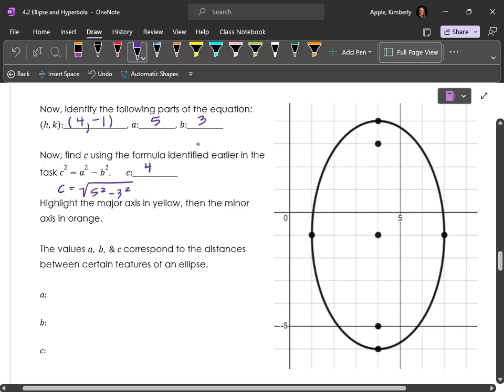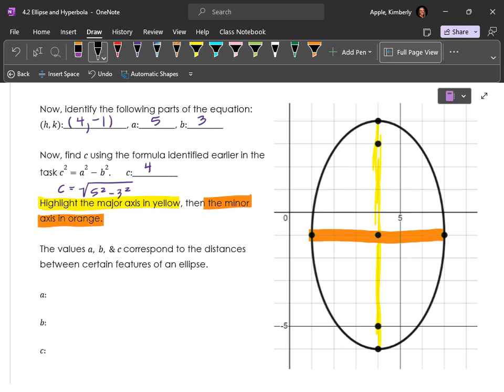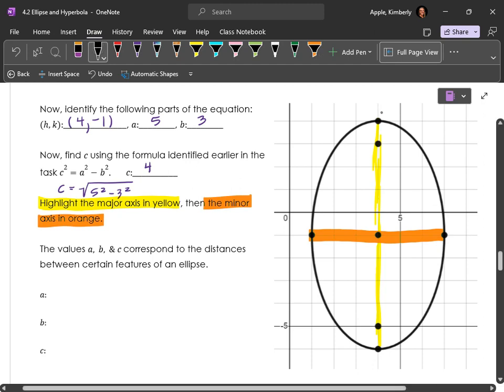So the next thing I want us to do, now that we have identified the center HK, the value of A, the value of B, and the value of C, which we haven't discussed yet, is let's highlight the major axis in yellow. And then highlight the minor axis in orange. After we get those highlighted, I want us to label certain other structures.